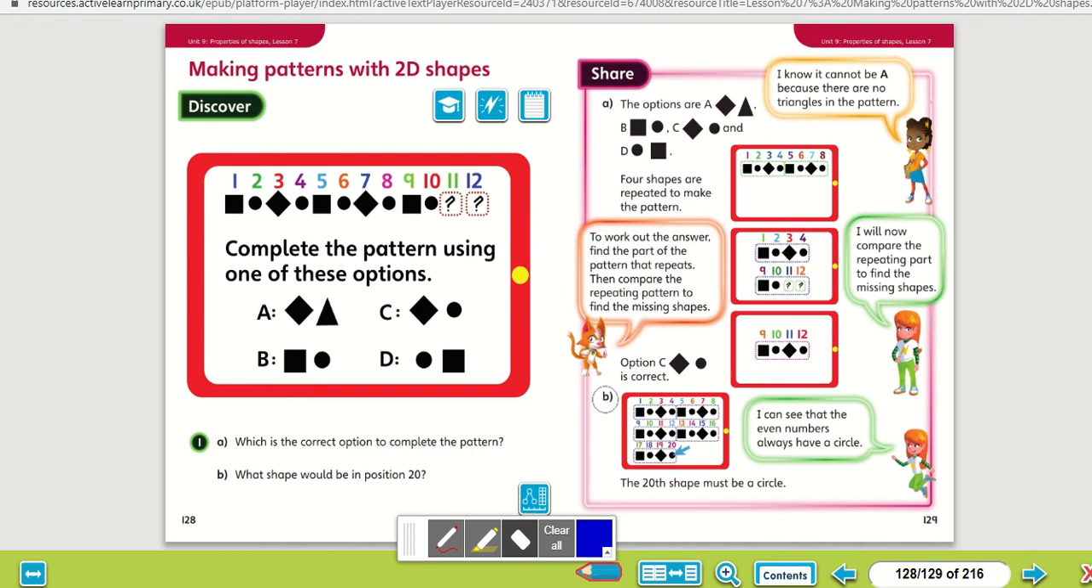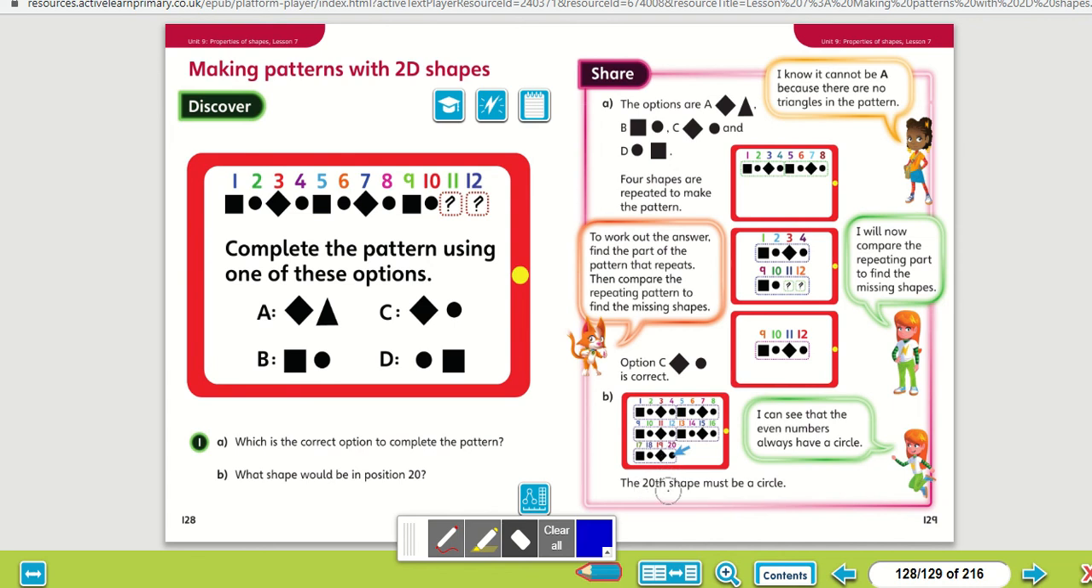Great. Question B. Let's solve question B all together. I can see that even numbers always have a circle. So if I continue to draw the shapes and try to finish this pattern, I notice that the even numbers always have a circle. Look, 2, 4, 6, 8, 10, 12, 14, 16, 18, and 20.